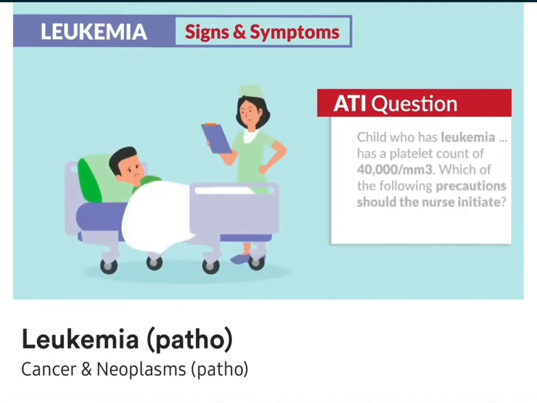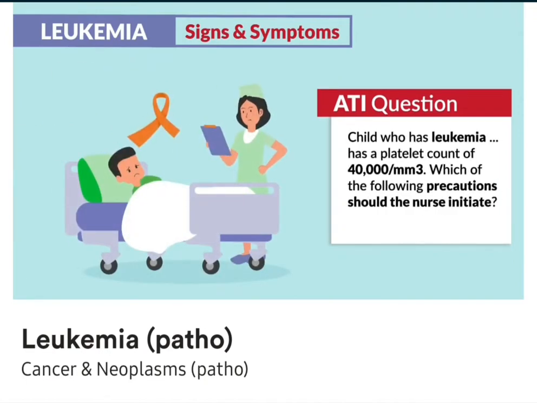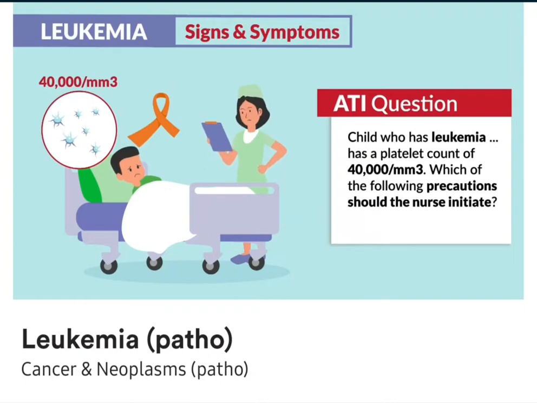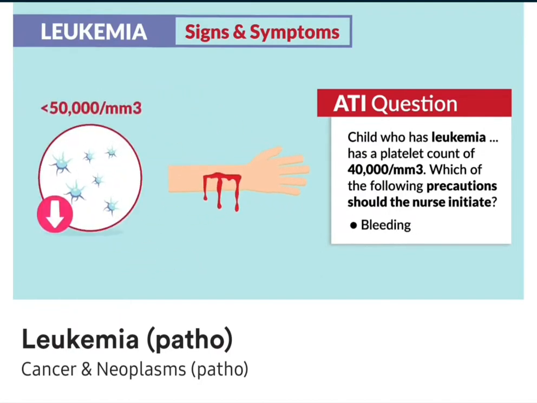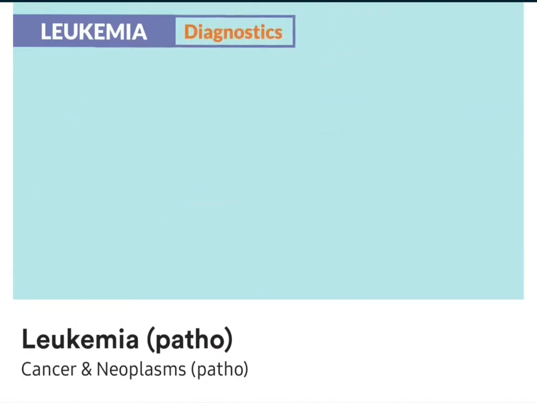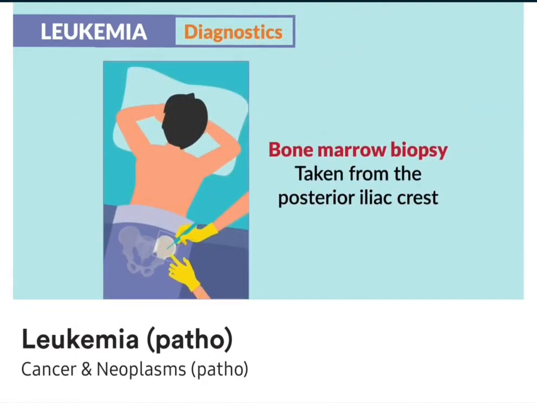And the third question. A child who has leukemia has a platelet count of 40,000. Oh man. Remember, anything less than 50 gets very risky. Which of the following precautions should the nurse initiate? Bleeding. So remember, anything less than 50 is very risky. Big time bleed risk.